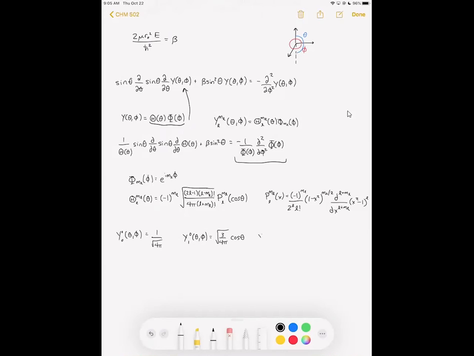And then we can do Y 1, plus or minus 1. And that's going to give us the square root of 3 over 8 pi times sine theta. And now we have finally a phi term. So e to the plus or minus i M sub L phi, depending on whether or not we use M sub L as plus or minus 1. So you can see there are some restrictions built into L and M sub L, and you kind of know what these are, and I'll justify that at the end as well.